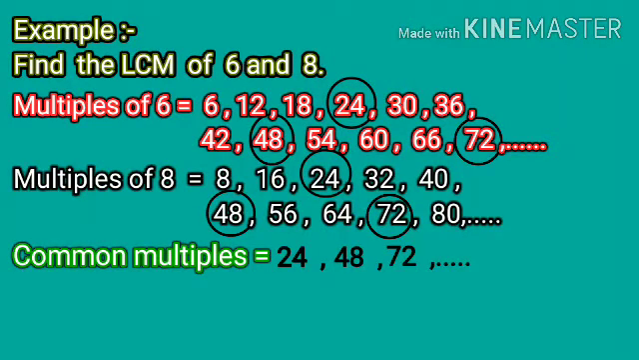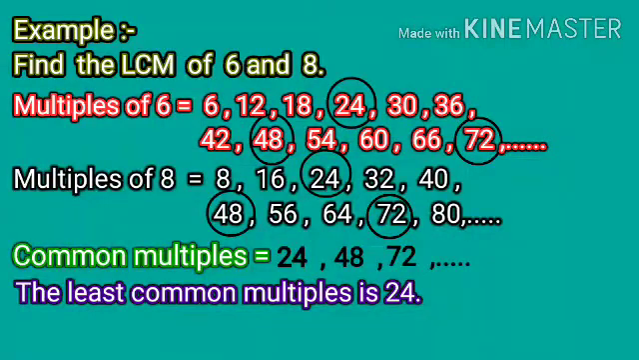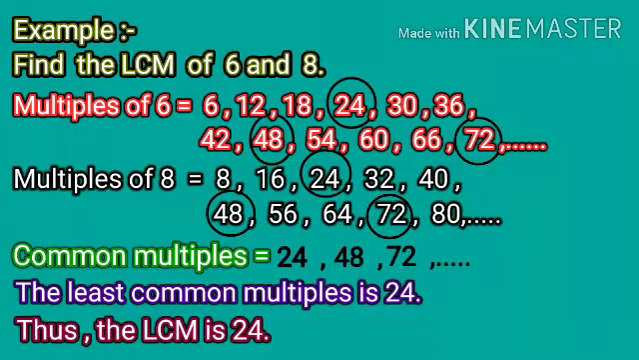Okay. Next, what is the least common multiple? In the common multiples, least means small. What is the smallest number? That is 24. Thus, the LCM is 24. The LCM of 6 and 8 is 24.